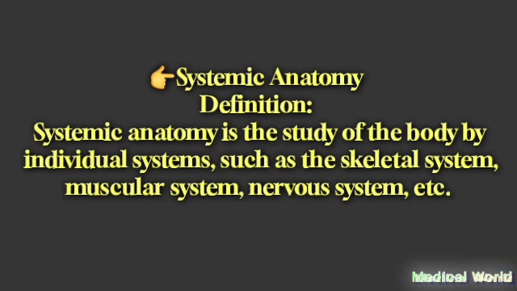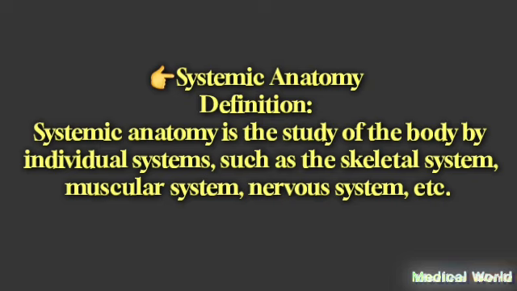Systemic anatomy. Definition. Systemic anatomy is the study of the body by individual systems, such as the skeletal system, muscular system, nervous system, etc. In simple words, systemic anatomy means studying one system of the body at a time, like learning all the bones in the body, skeletal system, or all the muscles, muscular system.